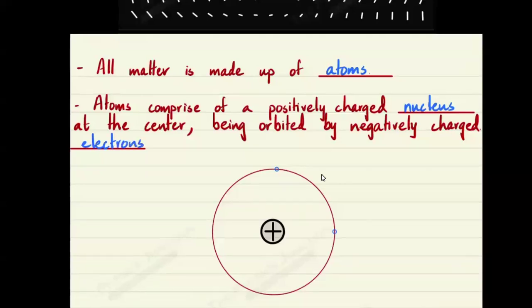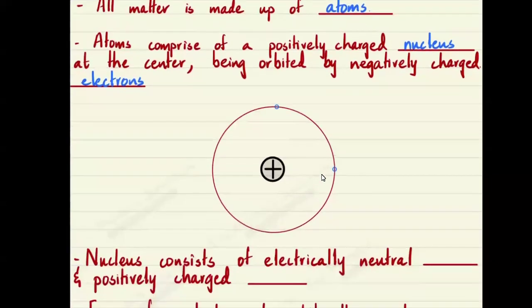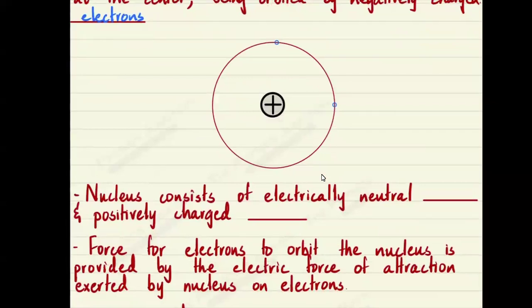And we also know this, and this is what will be covered in the points to come, that the nucleus is positively charged because of the protons there, because it contains protons and neutrons. So nucleus consists of electrically neutral neutrons, as the name goes, and positively charged protons.